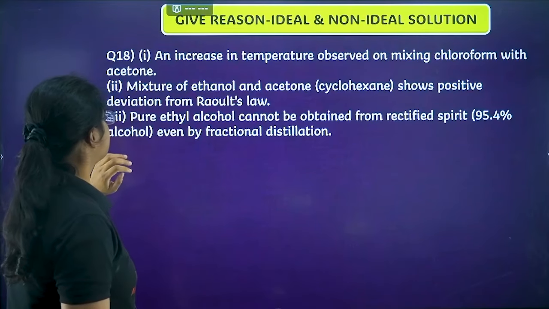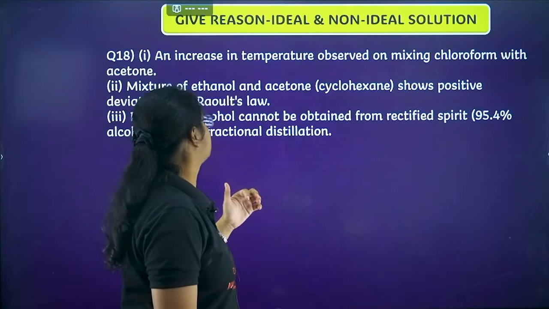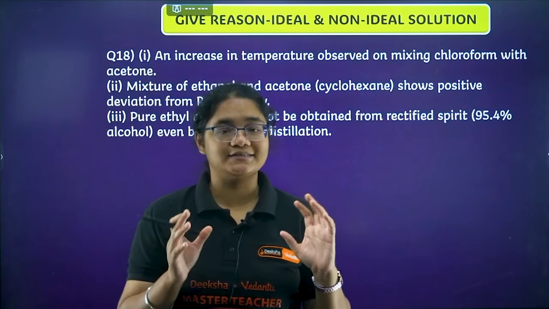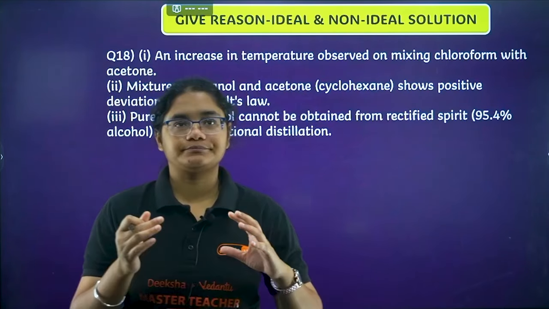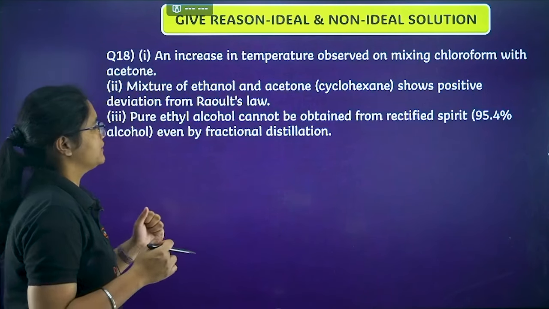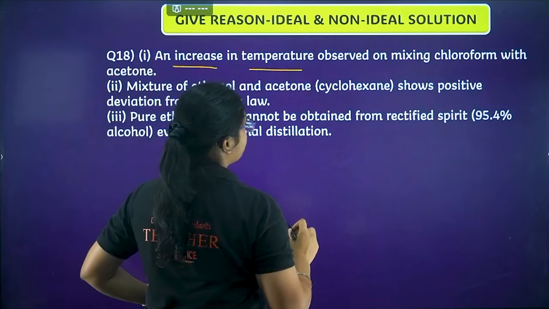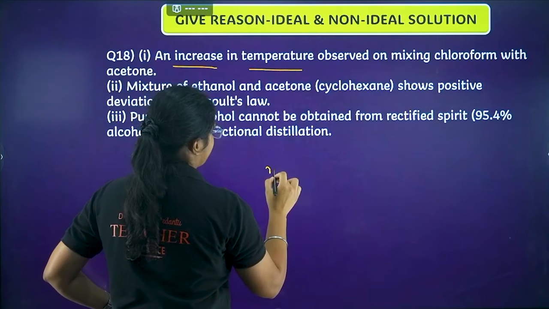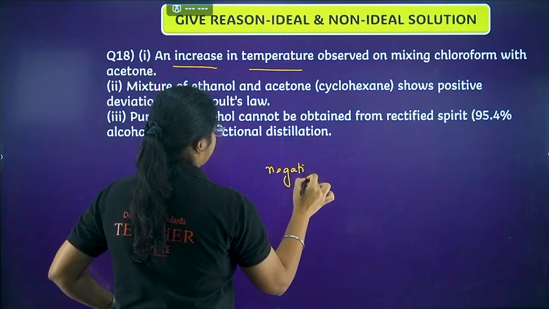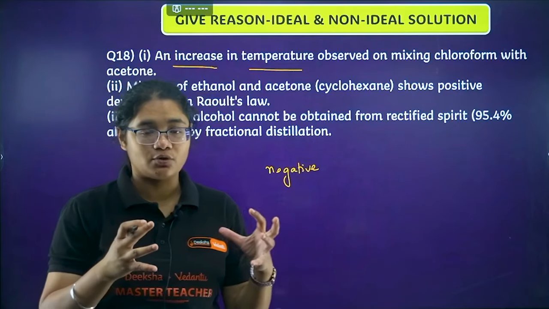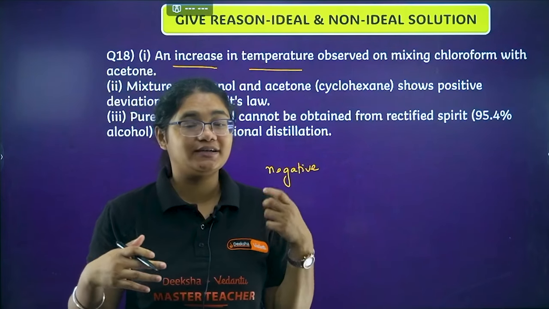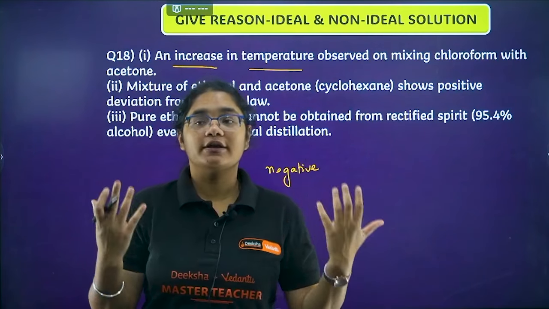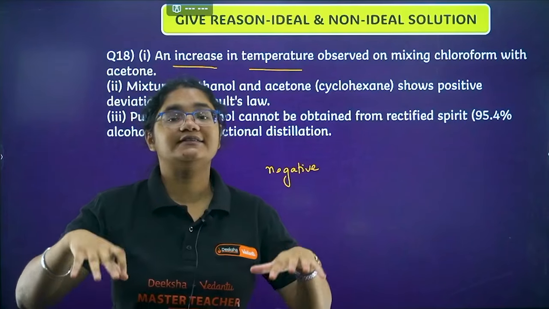Okay. Next, an increase in temperature is observed on mixing chloroform with acetone. So when you mix chloroform and acetone, it is a negative deviation. Negative deviation means interactions are stronger and there is release of energy. Delta H is also negative. There is release of energy, and this energy is used in raising the temperature of the mixture.